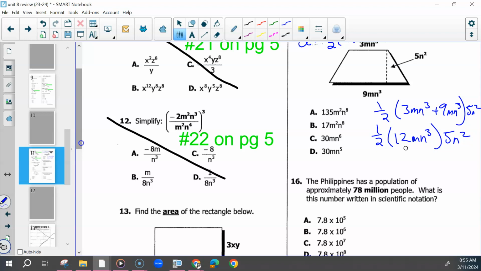So 1/2 times 12 is 6. 6 times 5 is 30. There's no other m's. And if I multiply these two, I'm adding the exponents. So 30mn to the 5th d. Other questions on this page?